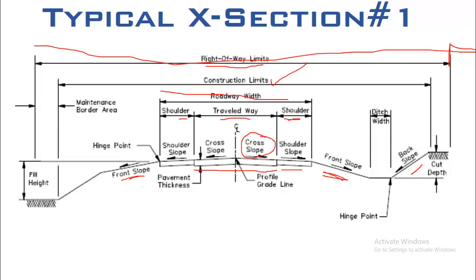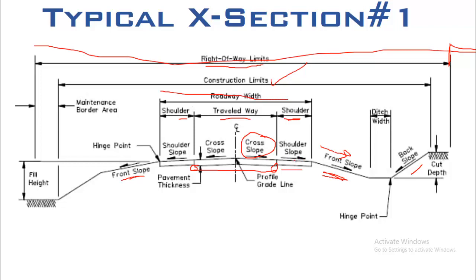You can say cross sectional slope or camber. It means that the center of a road is a bit higher than the outer edges of the road. Why is camber provided? Camber is important so that rainwater does not stay on or damage the road structure, and it flows to the sides of the road and travels towards the drains. That's why camber is provided.